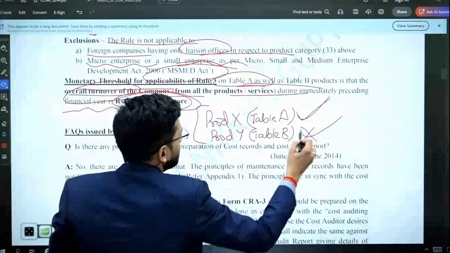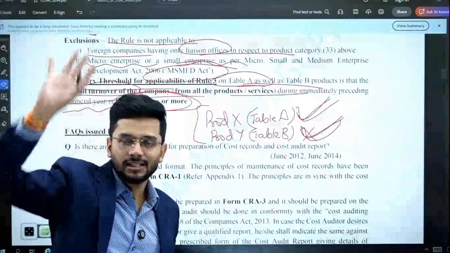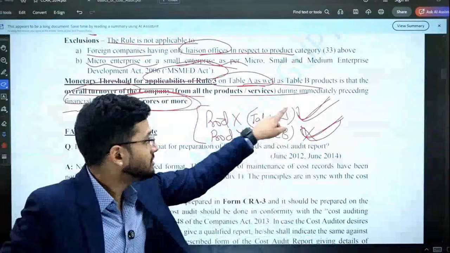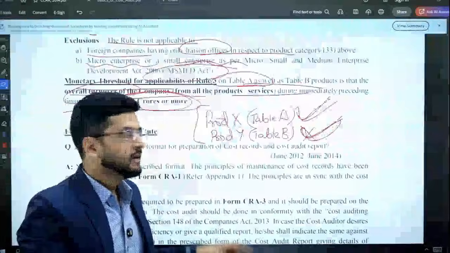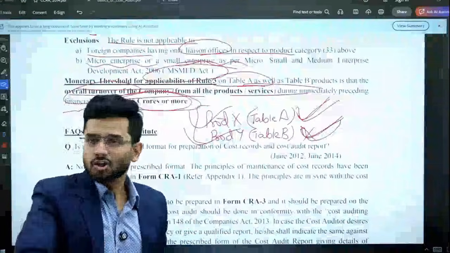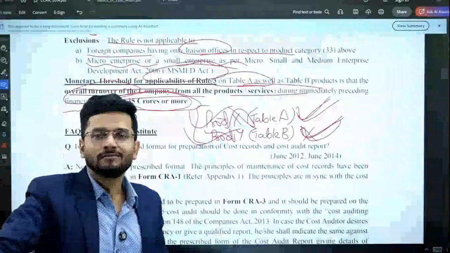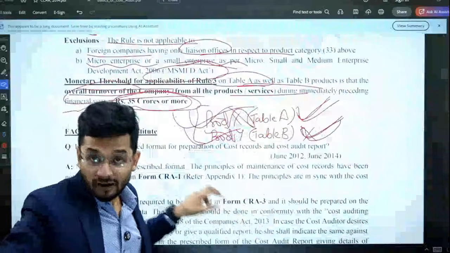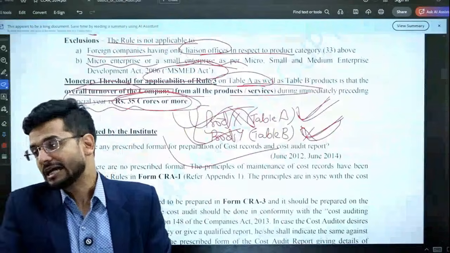Either cost records will be prepared for both or cost records will not be prepared for any, because the threshold is not table wise. Threshold is for the entire company. So if cost records will be required, it will be required for both. If cost records are not required, it will not be required for both. It cannot so happen that cost records are required to be prepared for one of the products and not required for the other product, table A or table B. That is not possible.